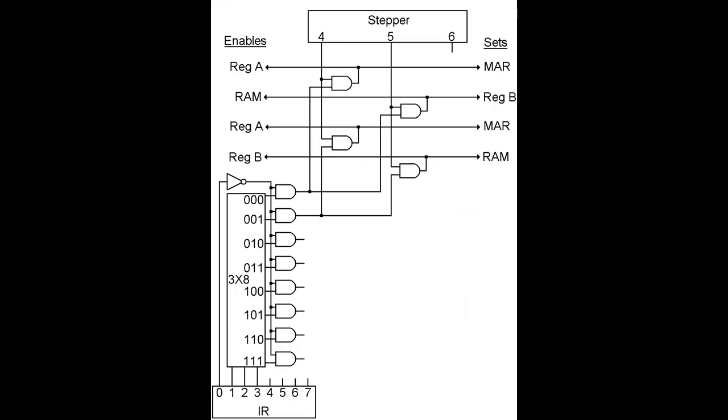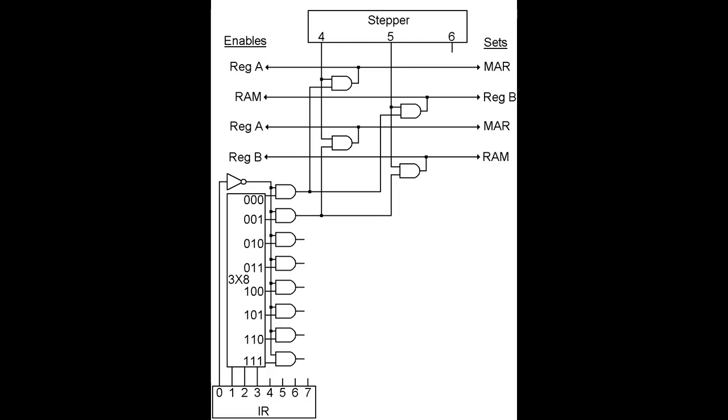So load and store instructions only use 2 steps of the stepper, step 4 and step 5. If you look at the 2 top AND gates there, those are used for the load instruction. In a load instruction, what we want to do on step 4 is enable reg A onto the bus and set its contents into the MAR. For step 5, we're going to be enabling RAM and storing the result into reg B.